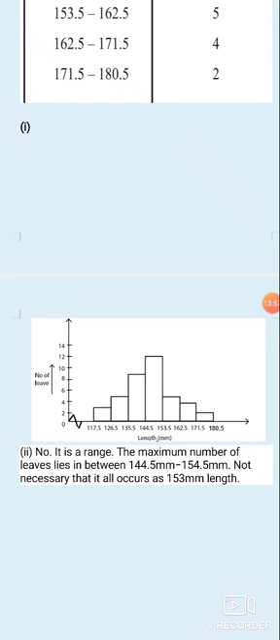So listen carefully here, 144.5 millimeter to 153.5 millimeter is there. Okay, clear students? So the first graphic representation is the bar graph, the second one is the histogram. Both are very simple ones. Okay, thank you.